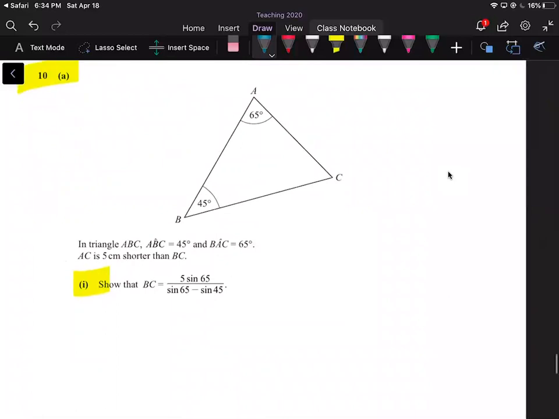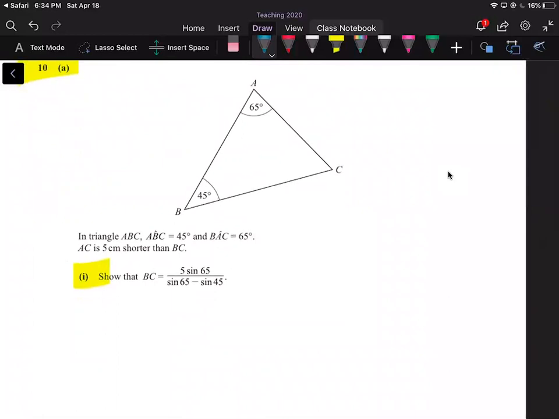Several minutes. Okay, so in triangle ABC, angle ABC is 45, angle BAC is 65. Okay, AC is 5 cm shorter than BC. Bukannya 5 cm apa dia punya AC ya. It's actually shorter than. Okay, so that's the trick there. Show that BC is equal to 5 sin 65 over sin 65 minus sin 45.